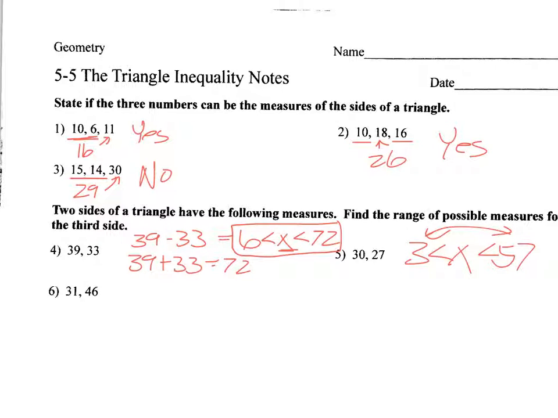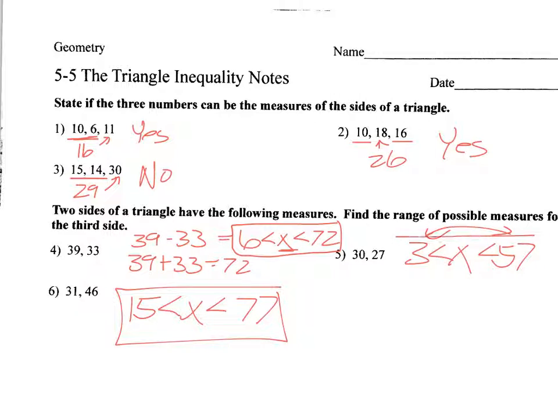All right, last one. If we subtract, 46 minus 31 is 15. If we add 46 and 31, that is 77. So the third side has to be between 15 and 77.